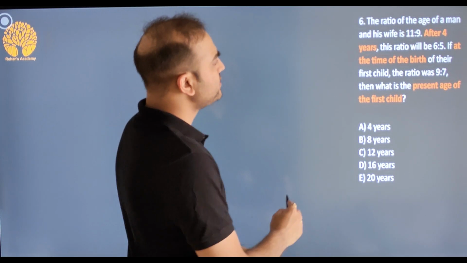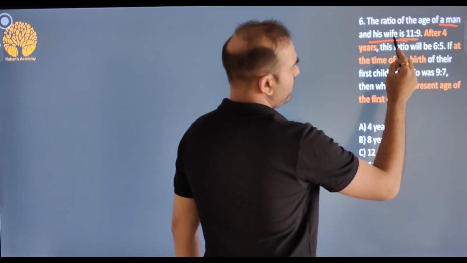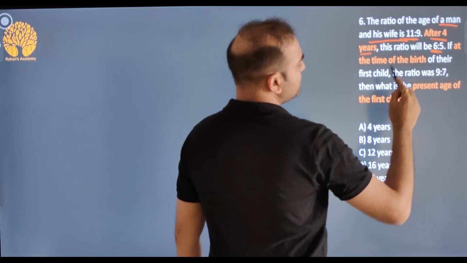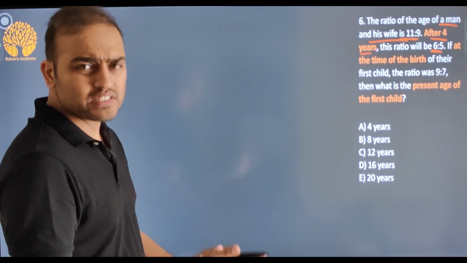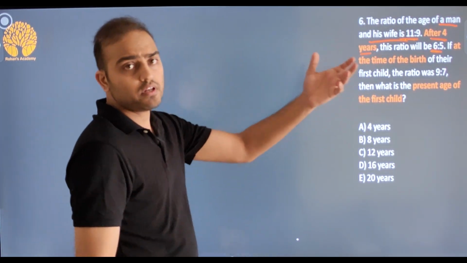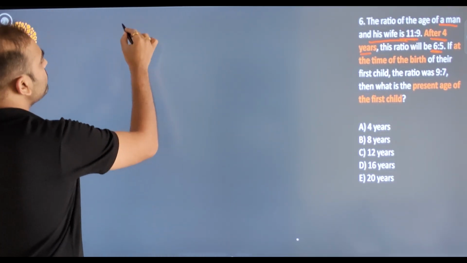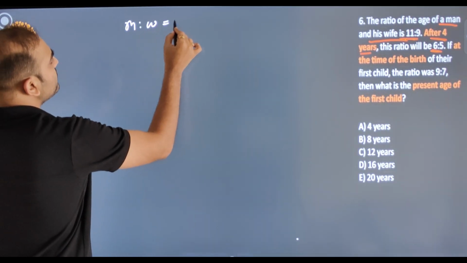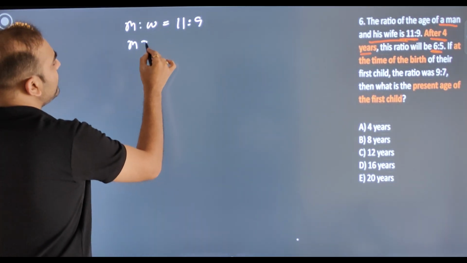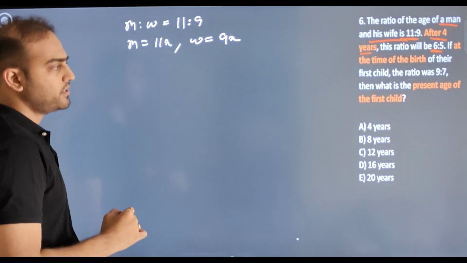Alright, interesting question. So we have the ratio of age of man and wife as 11 is to 9. After 4 years, the ratio will be 6 is to 5. Let's solve this line by line. What do we know? Whenever ratios are given, we multiply them by x to get the values. The ratio of age of man to wife is 11 is to 9, so man's age is 11x, wife's age is 9x.